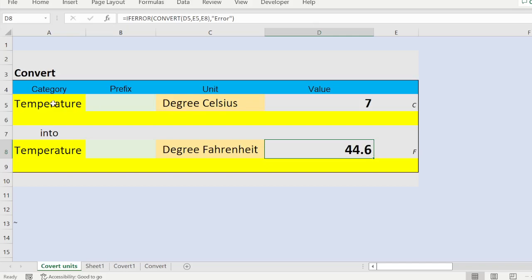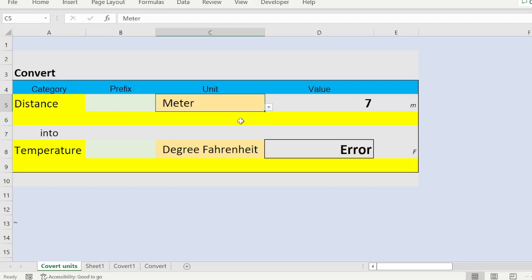Okay, so basically what I have here is the category. Then there is the category of units, because you cannot convert from one kind to another. For example, if you are converting distance units, distance units are things like foot, inch, light year, meter, and all. And if your unit is related to distance, then you must convert that one into the same category, distance.